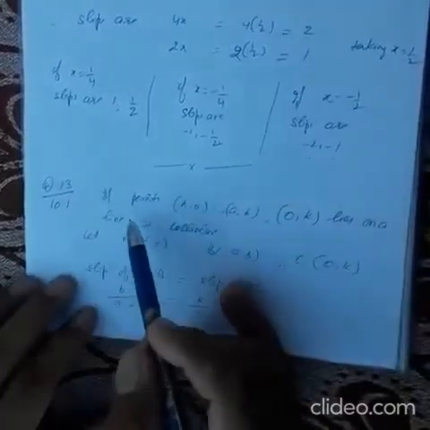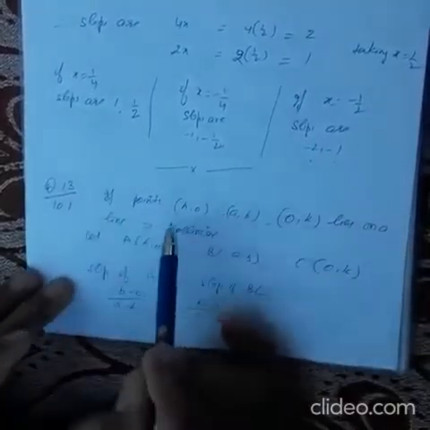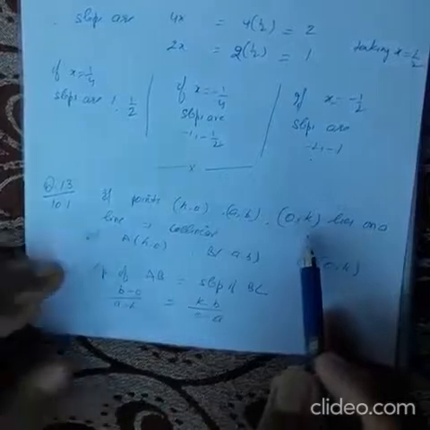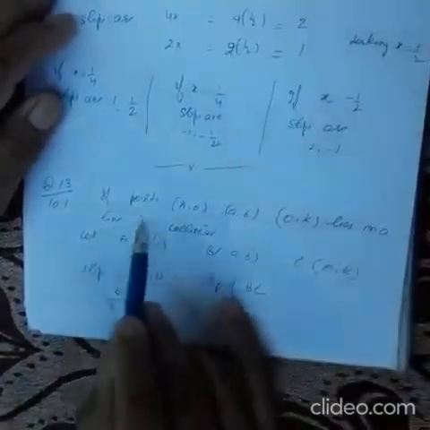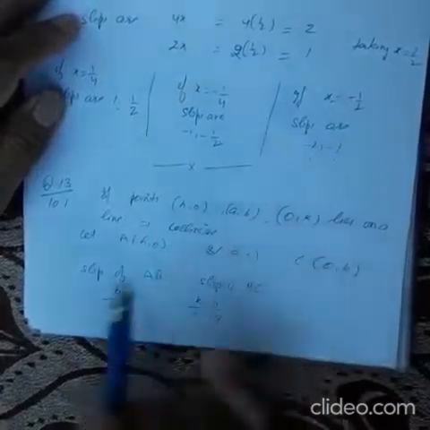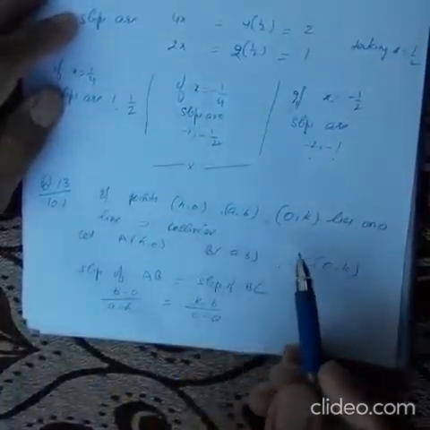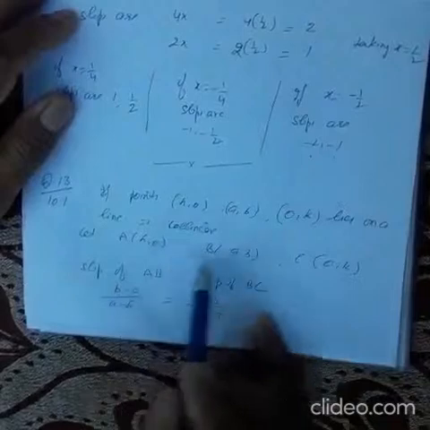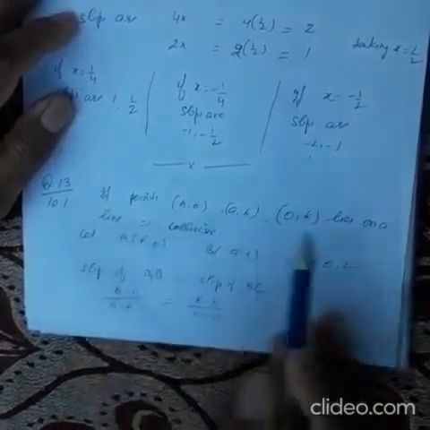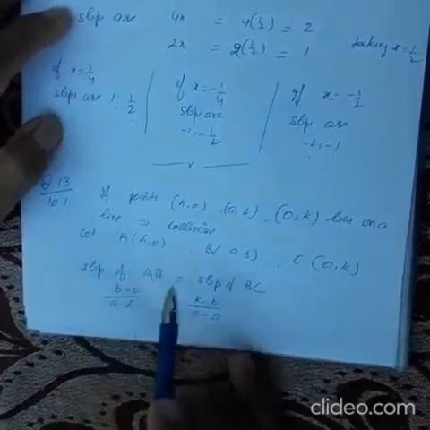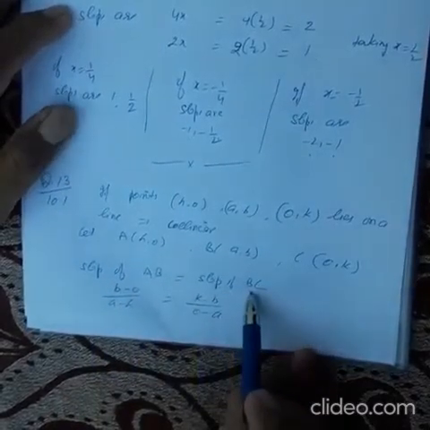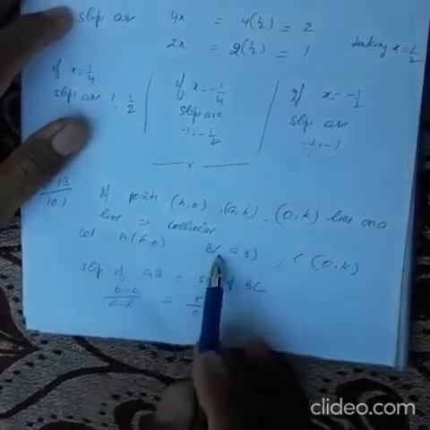Move on to question number 13. If the points (h, 0), (a, b) and (0, k) lie on a line, meaning these are collinear, you have to prove a condition. So let the points be A, B, C. Because A, B, C are collinear, the slope of AB should be equal to the slope of BC. So find the slope of AB.